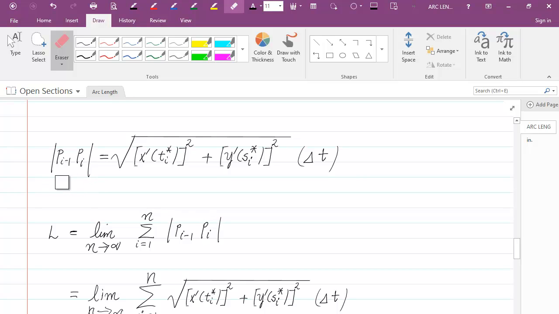So the length of the line segment from p_{i-1} to p_i, after we have applied the mean value theorem, is equal to the square root of x prime of t_i star squared plus y prime of s_i star squared multiplied by delta t_i.